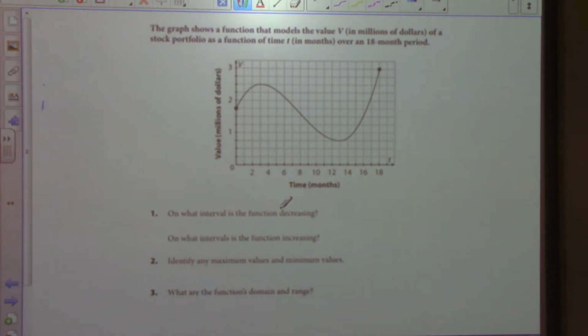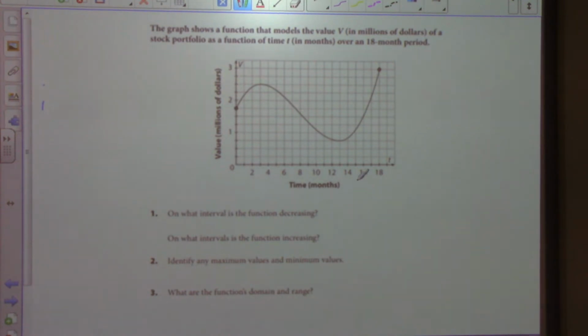Okay, we have this first problem, or this first graph, where we have the value V in millions of dollars of a stock portfolio as a function in time t in months over an 18-month period. Now, if you've ever seen a stock price chart, does a stock price chart look like this? No, it's more random, right? Like you would see, like it'd be like this, and then stock prices went up, and then COVID hit, and now stock prices have come back, right? So that's more what a stock price chart will look like. But for the purposes of this problem, we are going to just answer this.